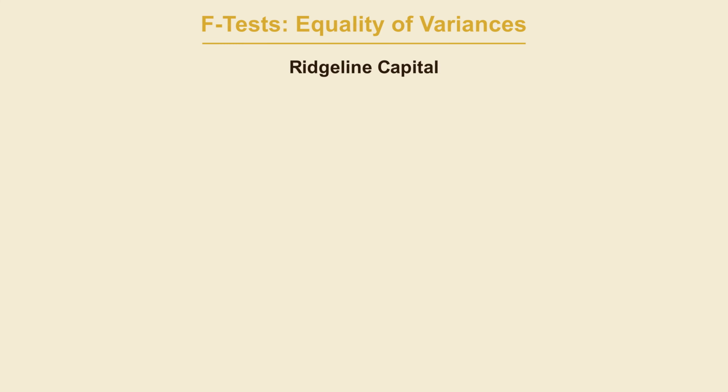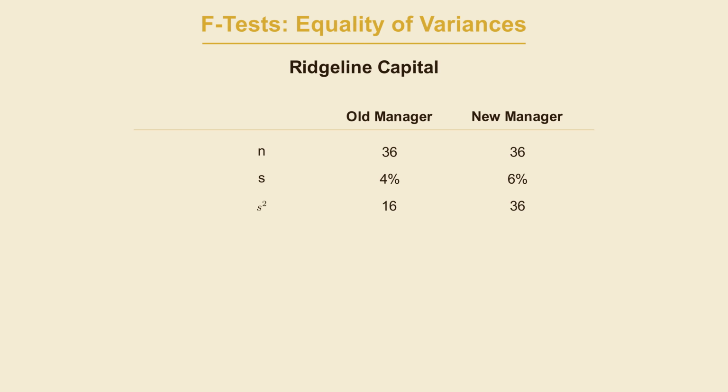So let's apply this to the Ridgeline Capital case. We have monthly returns under an old manager and monthly returns under the new manager. The old manager ran the fund for 36 months, and the new manager has been in charge for 36 months as well. The sample standard deviation of monthly returns under the old manager was 4%, and under the new manager it's 6%. So the sample variances are 16 and 36, and F equals 36 divided by 16, so that ends up being 2.25. At a significance level of 5% for a two-tailed test, the critical value with 35 and 35 degrees of freedom is approximately 1.96.